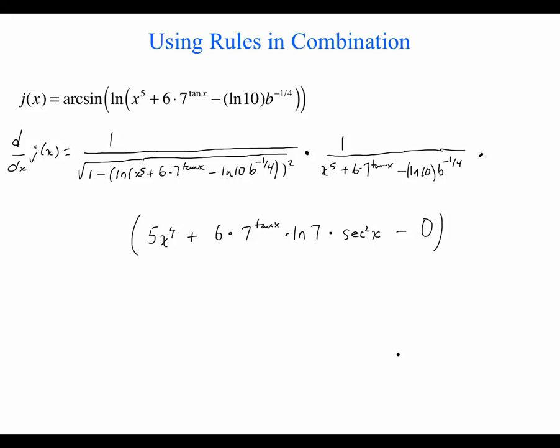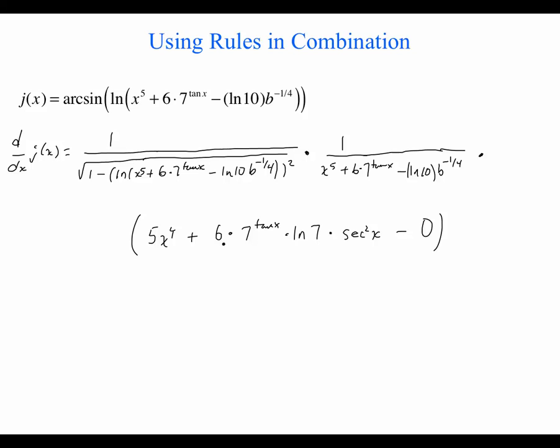So I'm taking the derivative here, so I took 1 over this. It's the rate of change of arc sine, 1 over square root of 1 minus the interior function squared, times the rate of change of the interior function, which is natural log. So it's going to be 1 over that times the rate of change of the interior function. Now I'm at the rate of change of this, which is a sum and difference. So rate of change of x to the 5th plus rate of change of this.